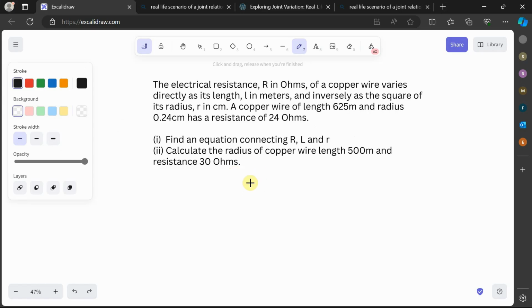What are we told? We're told that the resistance R varies directly as L and inversely as the square of the radius, r in centimeters. This L is in meters, this r in centimeters. We're not converting anything, they've already given us like that.